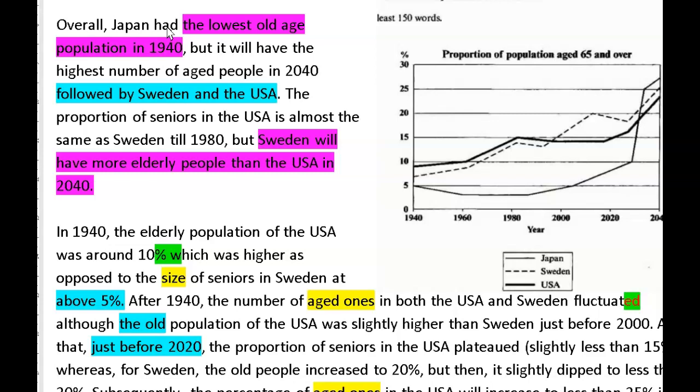Okay, that Sweden and the USA followed similar patterns of seniors prevalence until 1980, until 2000, actually, until just before 2000. Yeah, it was long. 1980 is wrong, but then fluctuated differently before reaching nearly the same percentage.